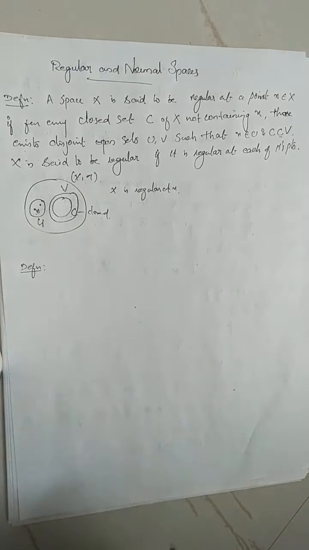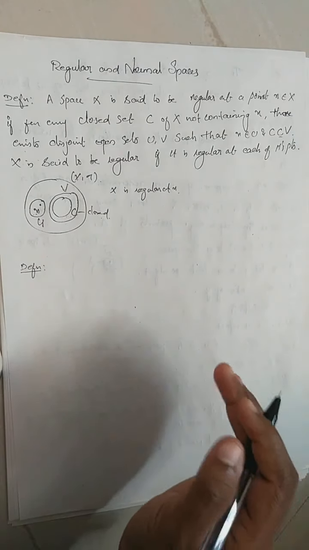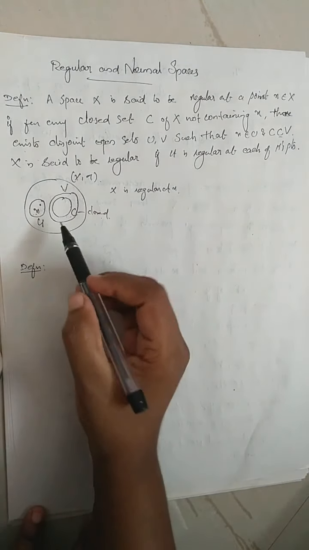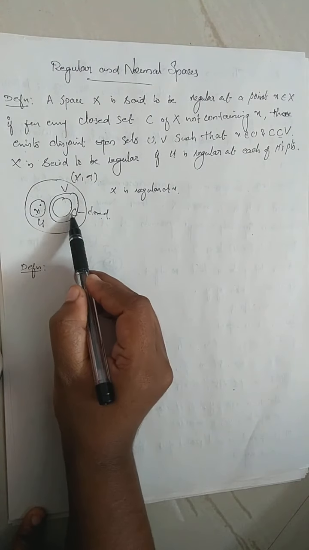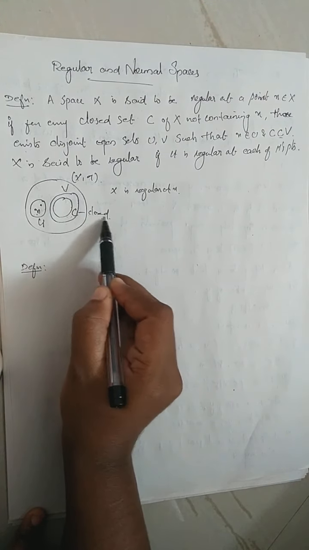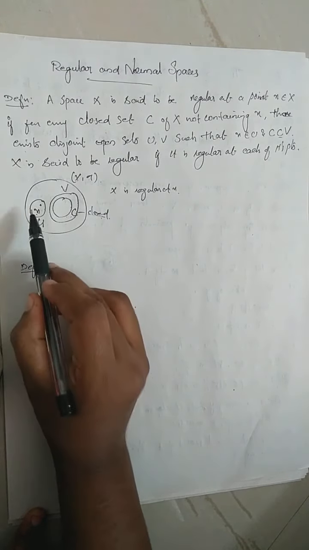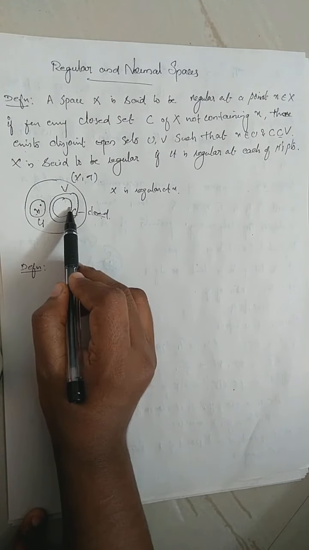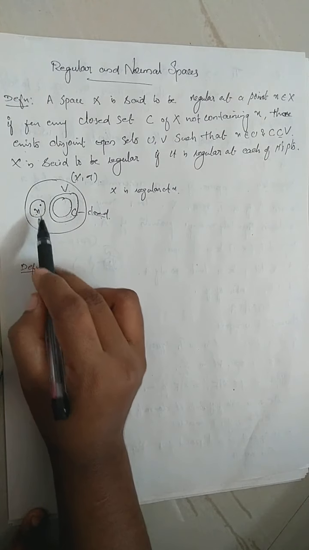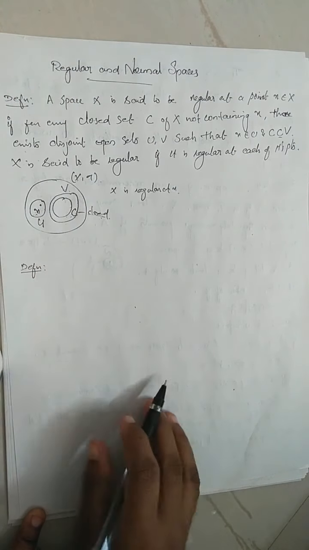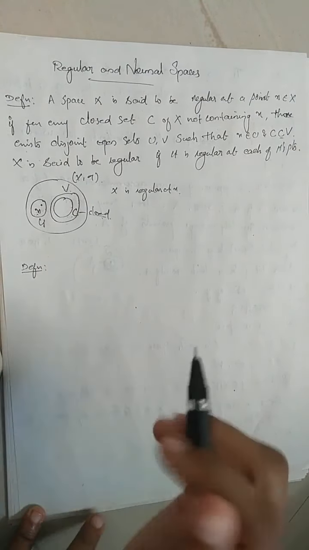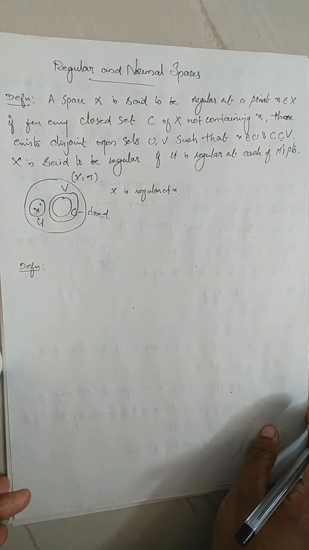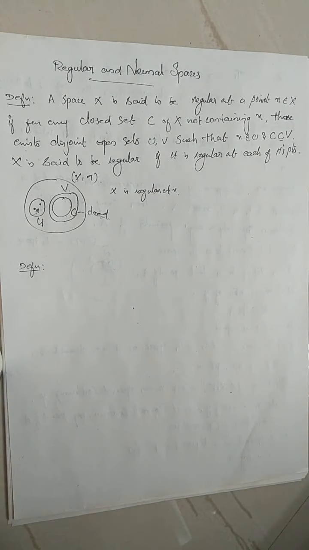Okay, so this is the basic definition of regularity in a topological space. So I repeat, if x is a point and C is a closed set not containing x, then there will exist disjoint open sets U and V such that x is in U, C is in V. Okay, right. Now we will define what is a normal space.